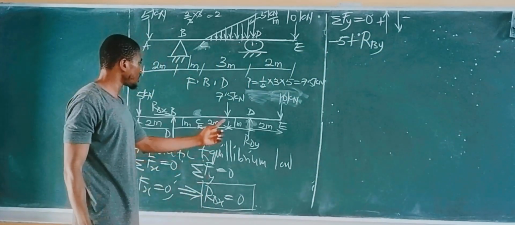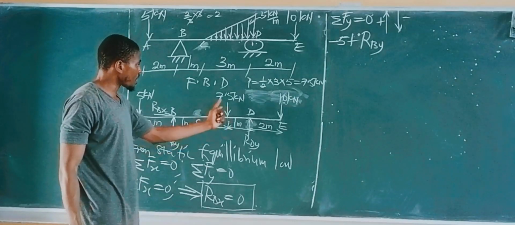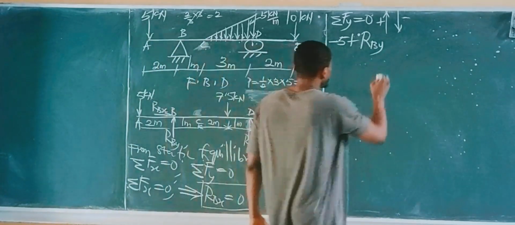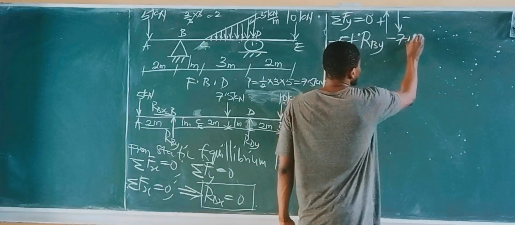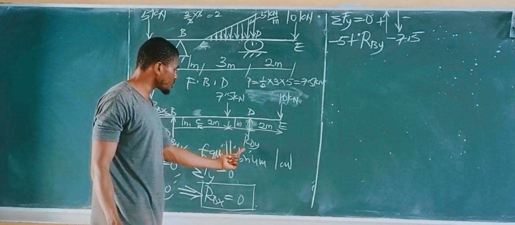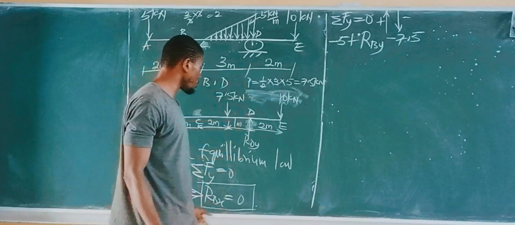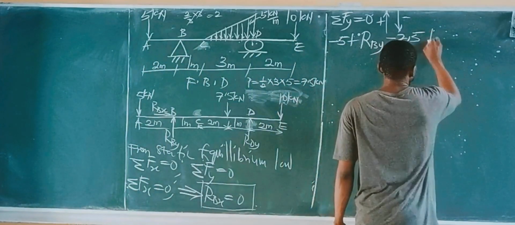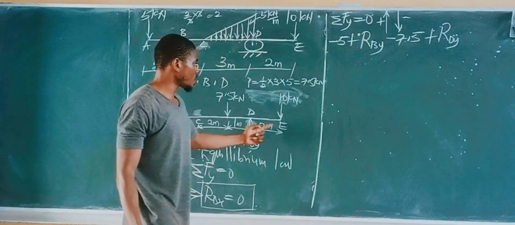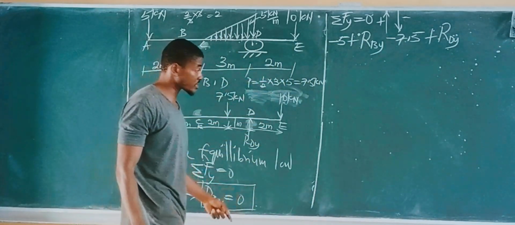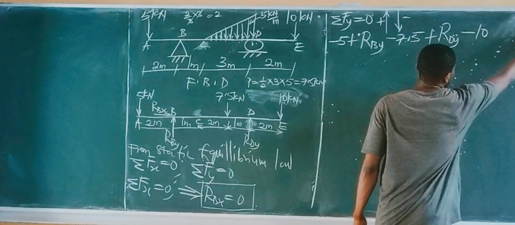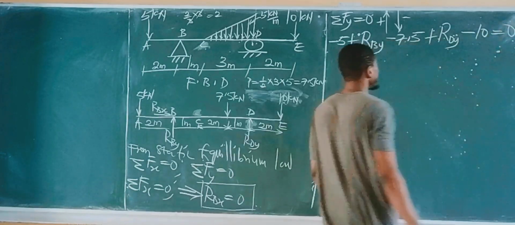Moving down to this point between C and D, we have 7.5 kilonewtons force acting downwards. So it's negative. Minus 7.5 kilonewtons. And then at point D, we have RDY acting upwards, so it's also positive, plus RDY. And then finally, at point E, we have 10 kilonewtons force acting downwards, so it's negative, minus 10 kilonewtons. And all of this is equal to 0.